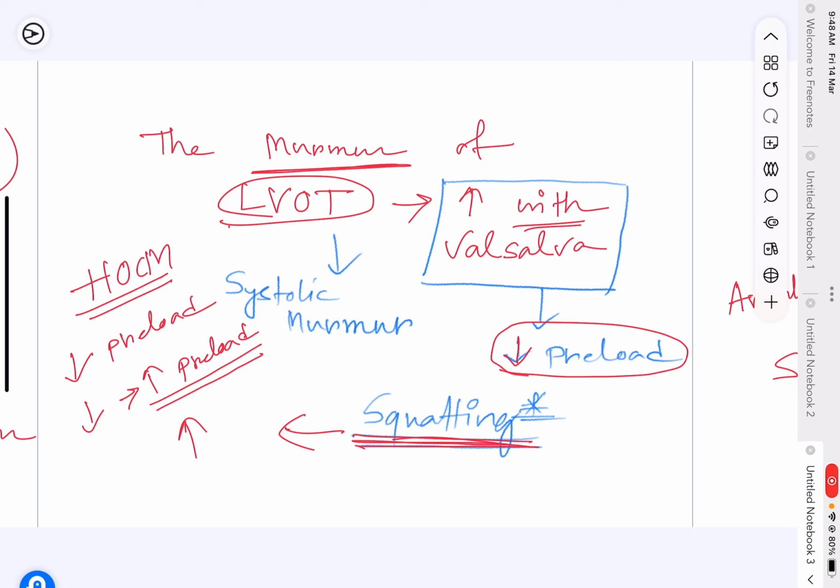Then the murmur of HOCM. See, the murmur in HOCM is the unique murmur which increases with decreasing the preload. In all the other conditions, the loudness of the murmur increases with increasing the preload. By increasing the preload, your murmur sound also increases. But the HOCM murmur decreases with increasing the preload. So for that, what you have to do, you have to decrease the preload. And how do you decrease the preload?